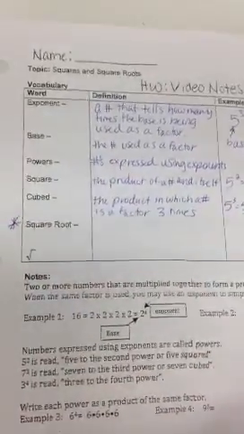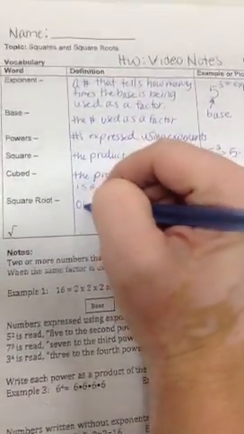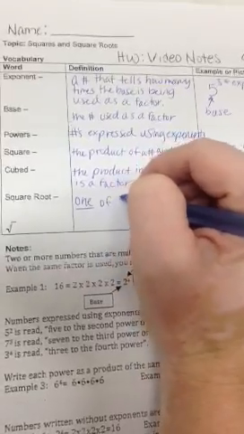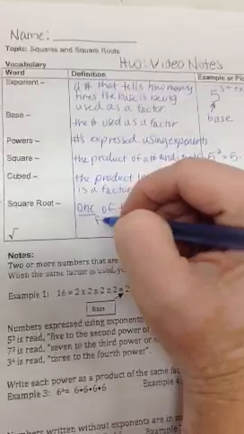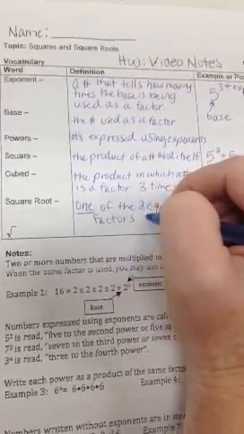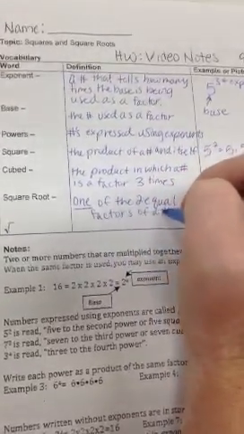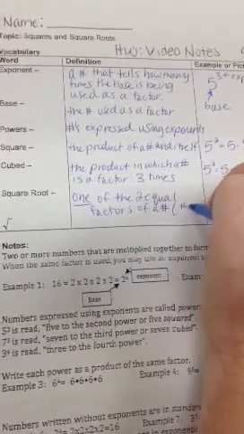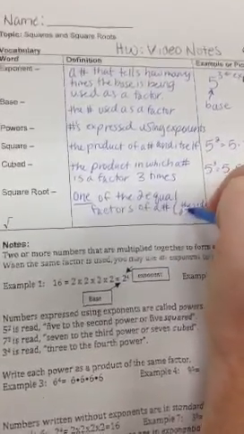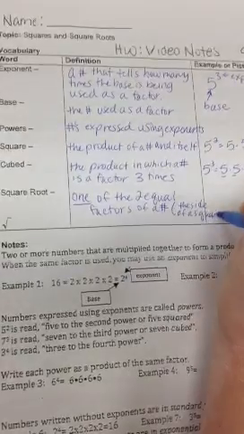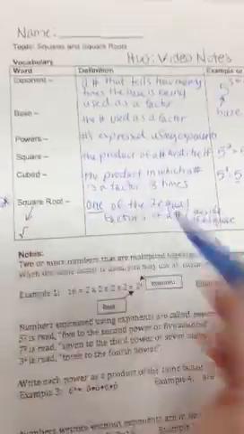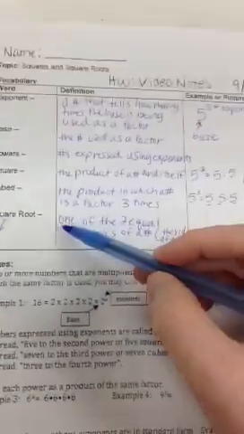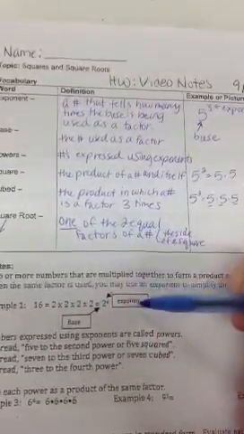Square root is a new word to use. Square root. This is only one of the 2 equal factors of a number. So it is the side of a square. This little symbol right here is the square root symbol. That little symbol right there is the square root symbol. It represents one of the 2 equal factors.